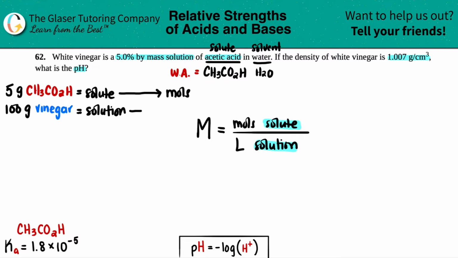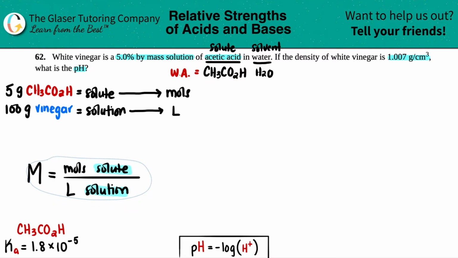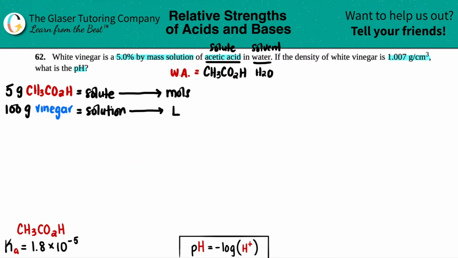And what do I have to do with the solution? I've got to turn the solution from grams into liters. And then from there, I can divide the two numbers and I will have a molarity. So, first let's work on that. Maybe I'll just get rid of this because this is a little sloppy. But this is basically what we're doing now.